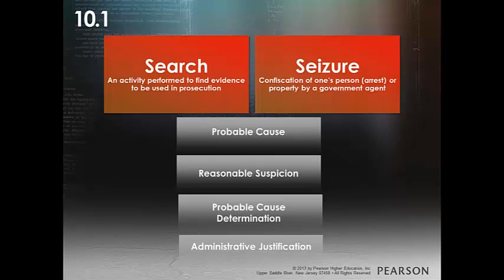Administrative justification. This is a third level of justification that has arisen by virtue of the fact that government entities occasionally conduct searches in circumstances other than criminal investigations. The Supreme Court has created a different level of justification for non-criminal or administrative searches, such as sobriety checkpoints, which protect the public by removing drunk drivers from roadways.